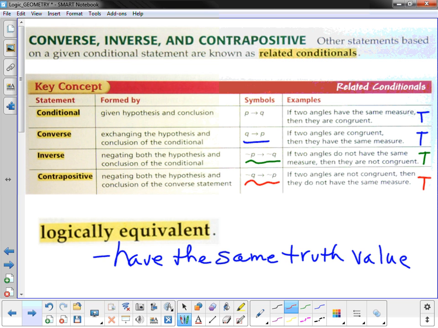Now what happens is we get things that are considered logically equivalent. In other words, they end up with the same truth value coming out. So each of these happen to be all true, so we could say that all of these happen to be logically equivalent to each other.